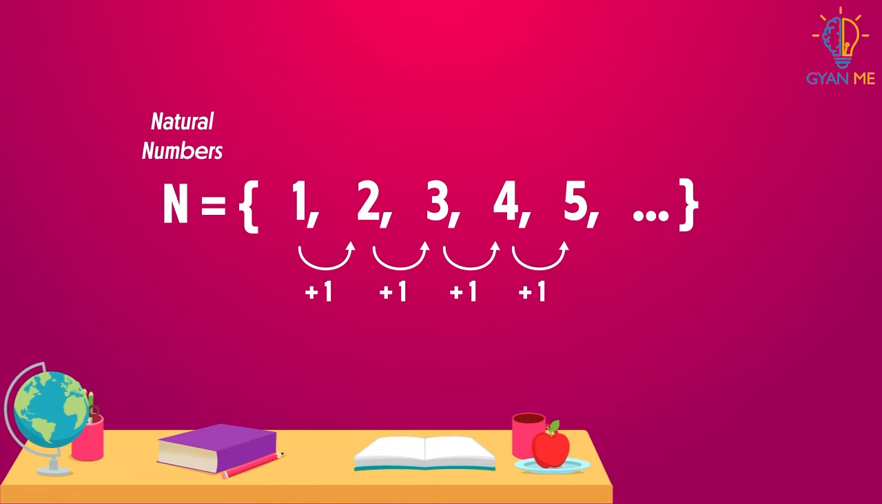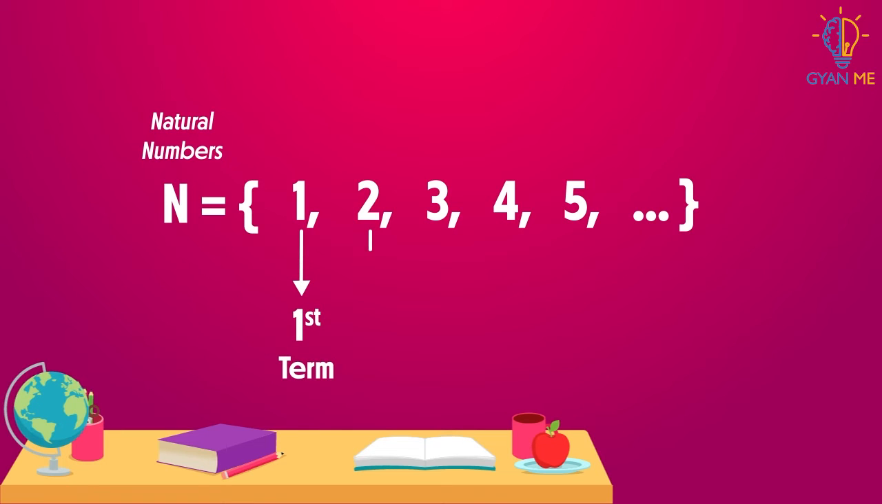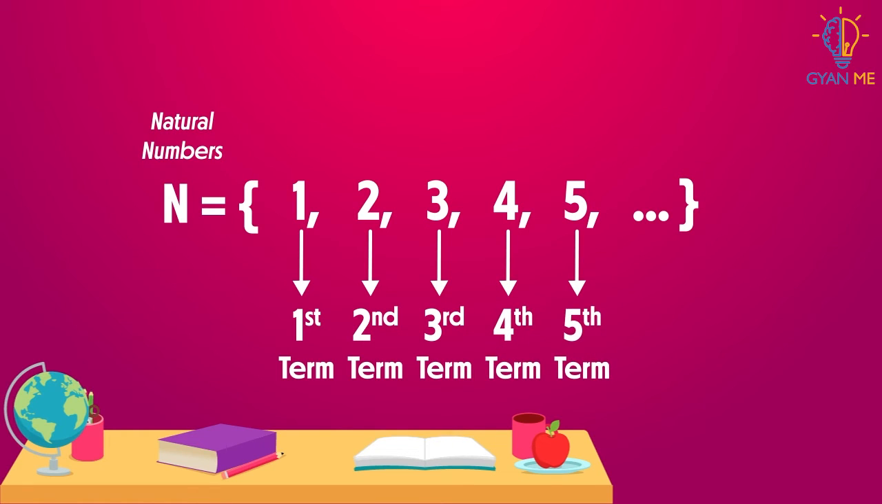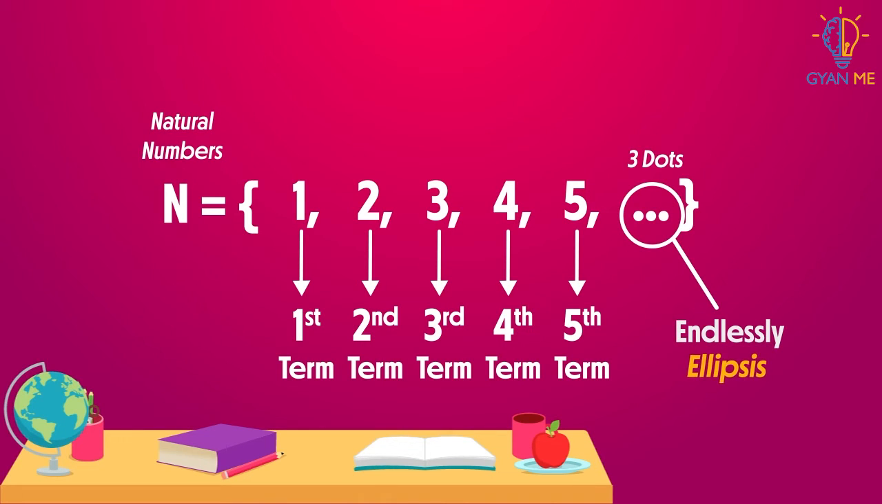Each number is referred to as one term here. For example, 1 is the first term, 2 is the second term, 3 is the third term and so on. Also observe these 3 dots put at the end of 5. They mean that the list will go on endlessly. These dots are referred to as ellipses.